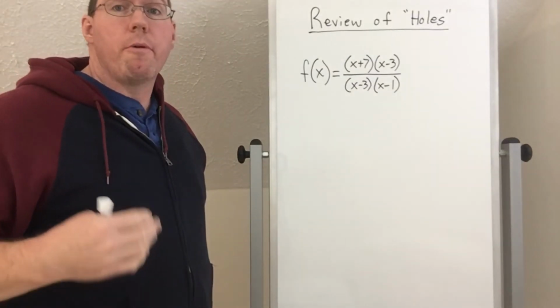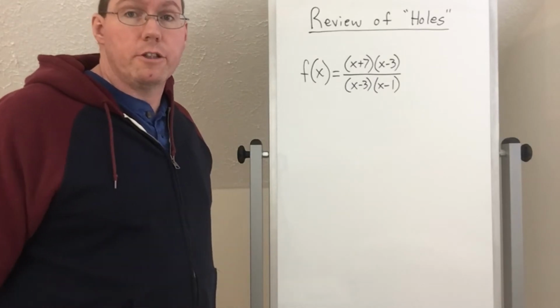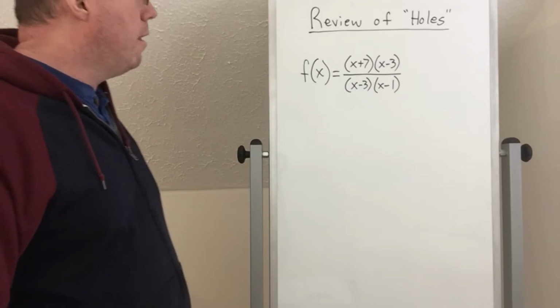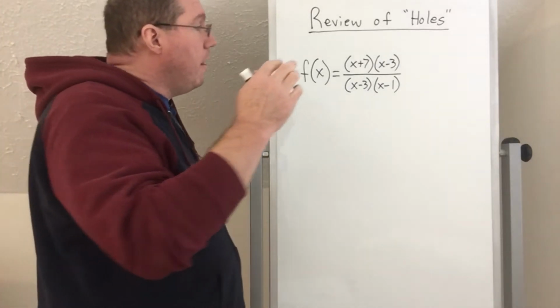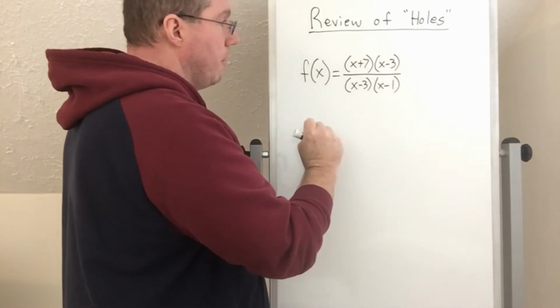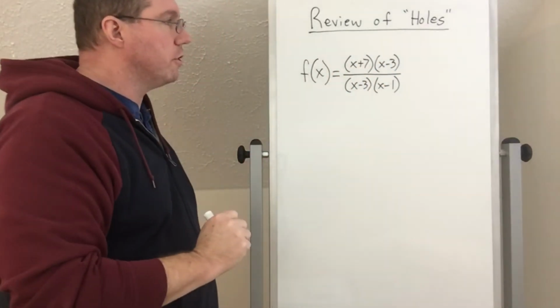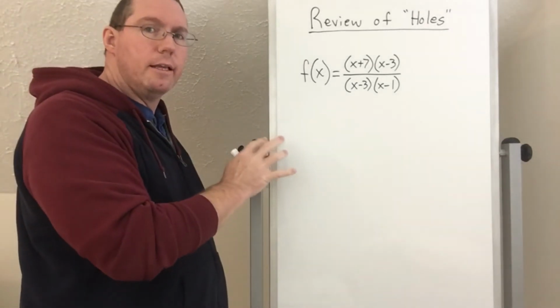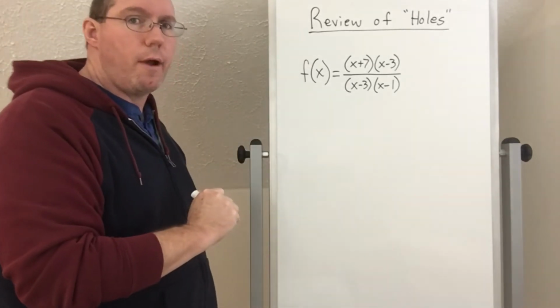All right, so now we're going to review holes in rational functions, okay? So the idea goes like this: if we were to take a rational function and factor it, if you look at this rational function just for a second, you might see that there's something we can do algebraically to simplify this function, right?